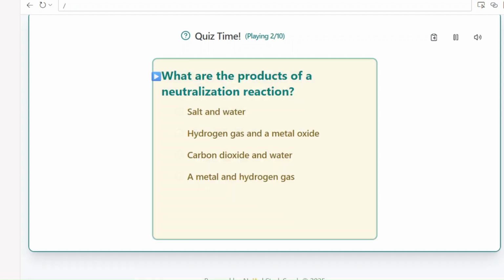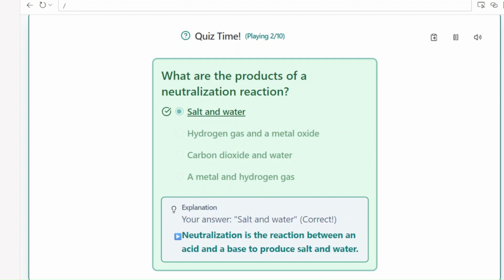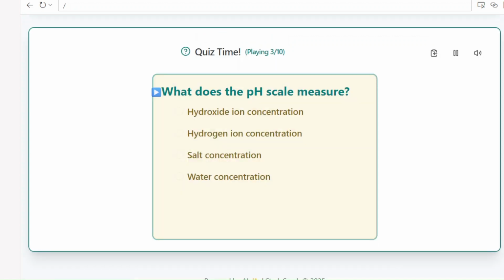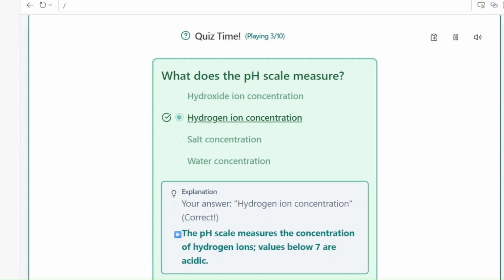What are the products of a neutralization reaction? The correct answer is salt and water. Explanation: neutralization is the reaction between an acid and a base to produce salt and water. What does the pH scale measure? The correct answer is hydrogen ion concentration. Explanation: the pH scale measures the concentration of hydrogen ions. Values below 7 are acidic.